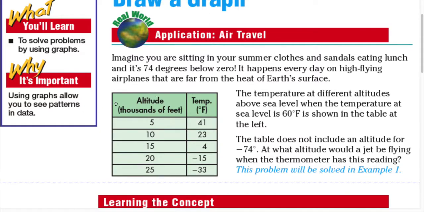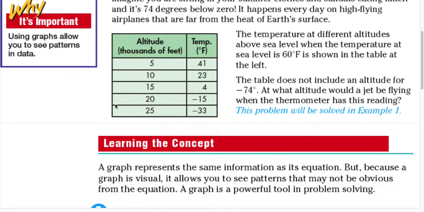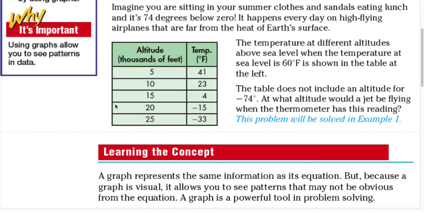So imagine you are sitting in your summer clothes and sandals eating lunch and it's 74 degrees below zero. It's happening every day on high-flying airplanes that are far from the heat of the Earth's surface. So the temperature at different altitudes above sea level, when the temperature at sea level is 60 degrees Fahrenheit, is shown in the table at the left.